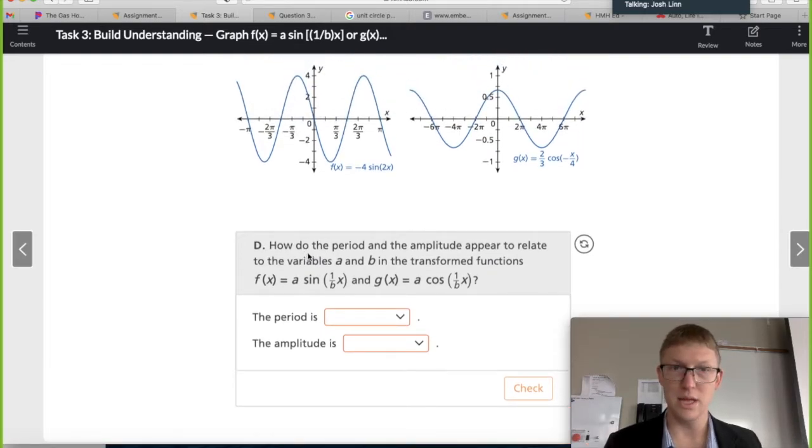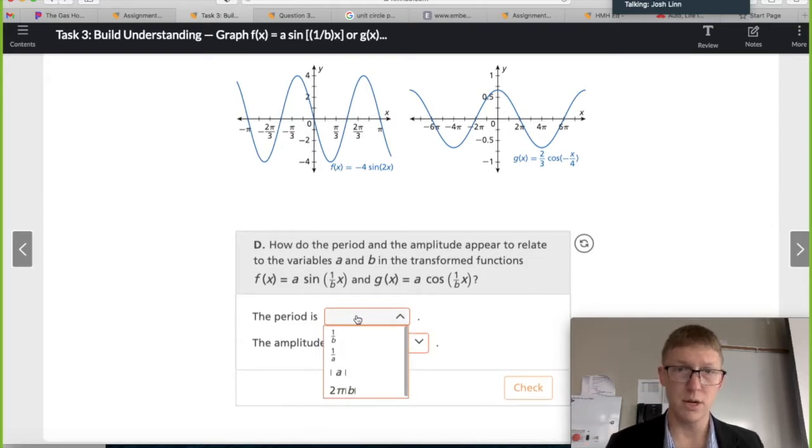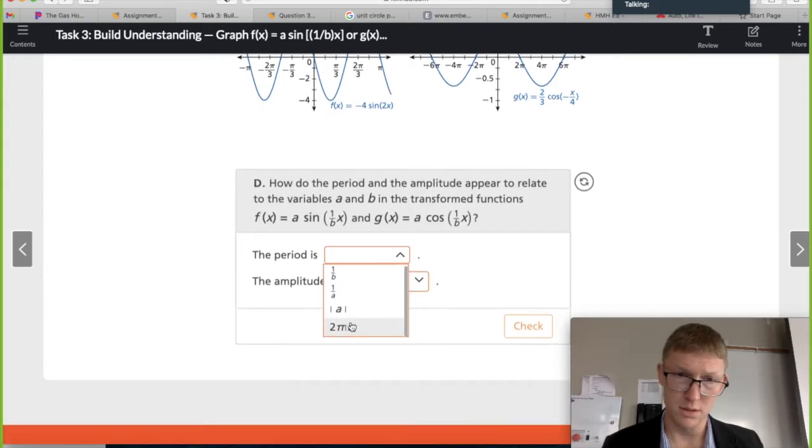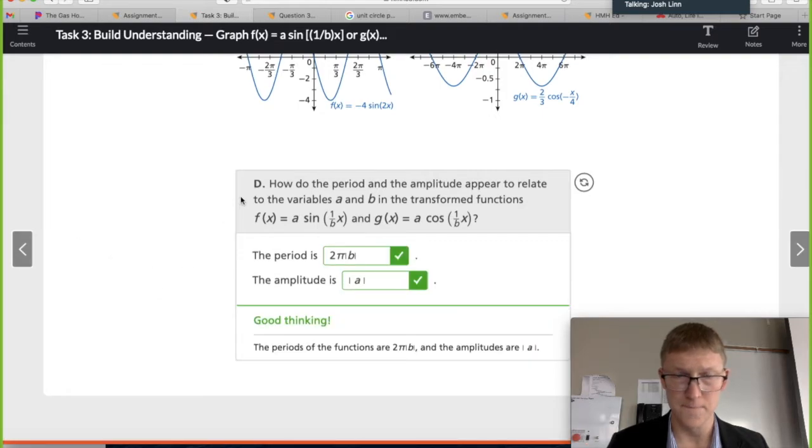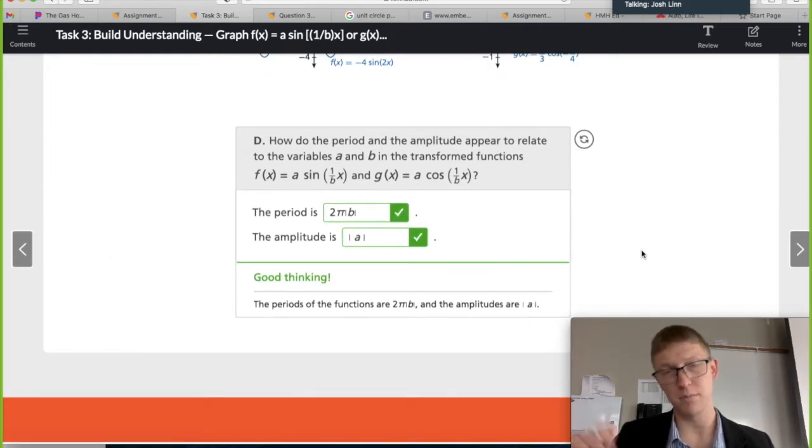How do the period and amplitude appear to be related to the variables a and b? So the amplitude is a. Our period is, so they're saying 1/b. So I'm going to say 2 pi times b because it's on the bottom there, which you kind of have to think all the way through, but whatever.